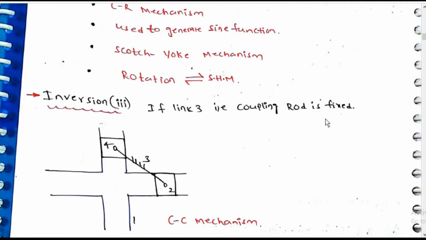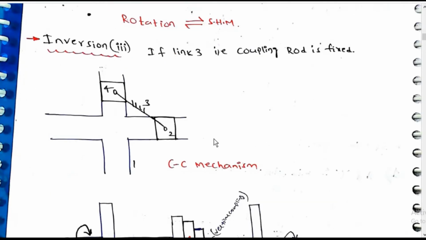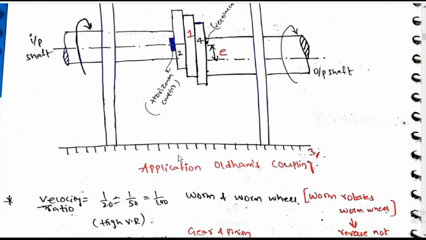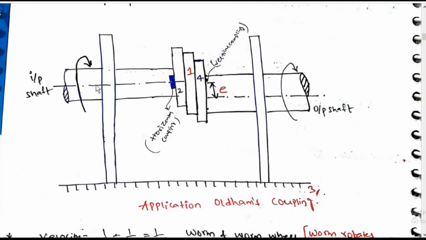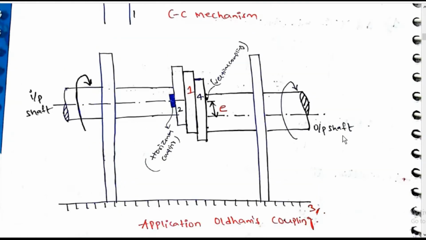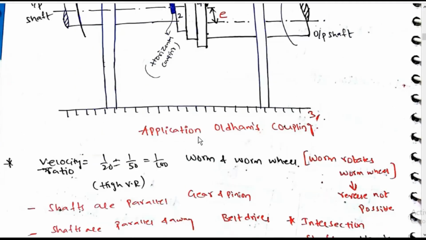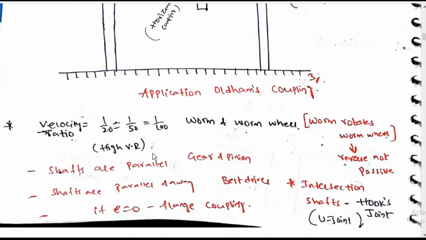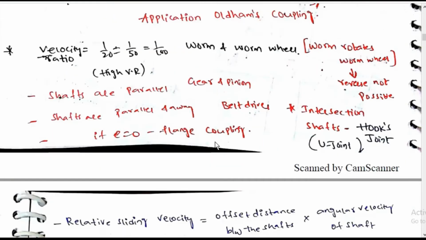Inversion 3: link 3, that is the coupling rod, is fixed. Crank mechanism application: Oldham's coupling, input shaft, output shaft, horizontal coupling, vertical coupling. Velocity ratio 1 by 20, 1 by 50, 1 by 100, higher velocity ratio: worm and worm wheel. Worm rotates the worm wheel. Reverse is not possible.